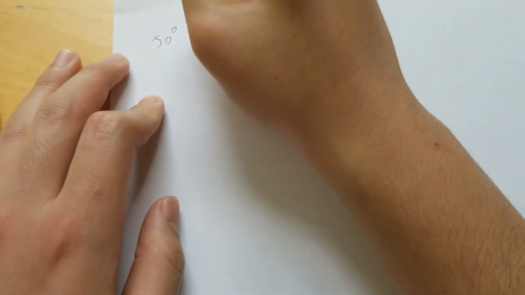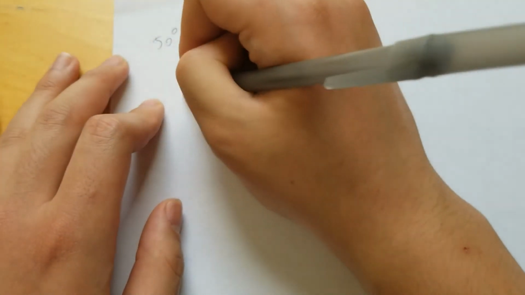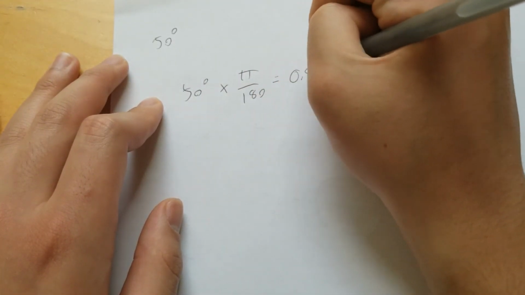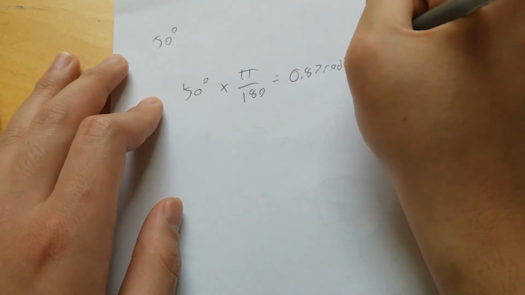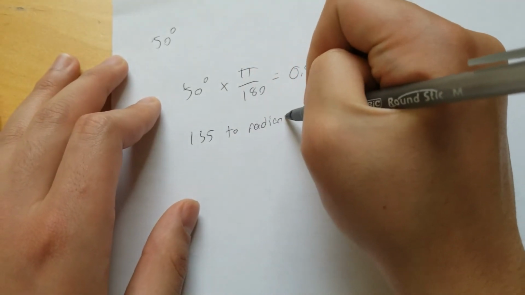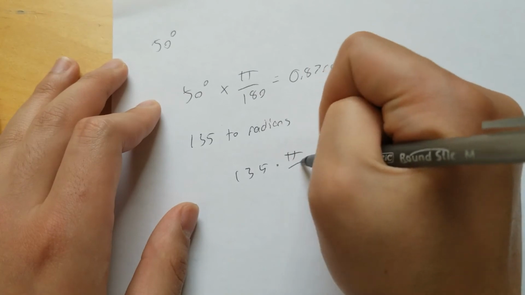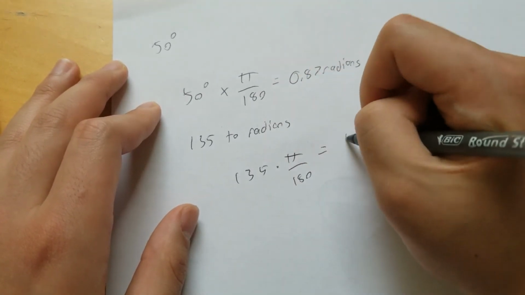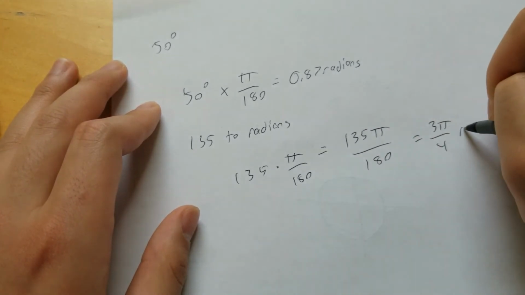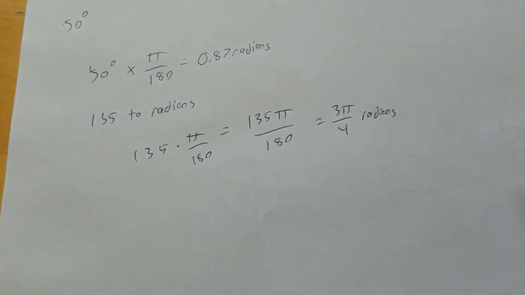Okay, and let's try converting degrees to radians. Practice converting 50 degrees to radians, rounding to the nearest hundredth of a radian. So solution, 50 degrees times pi over 180. Simple. And that's around 0.87 radians. Okay, and exact, 135 degrees to radians. It's 135 times pi over 180. And here is an example of keeping the pi, which simplifies down to 3 pi over 4 radians.